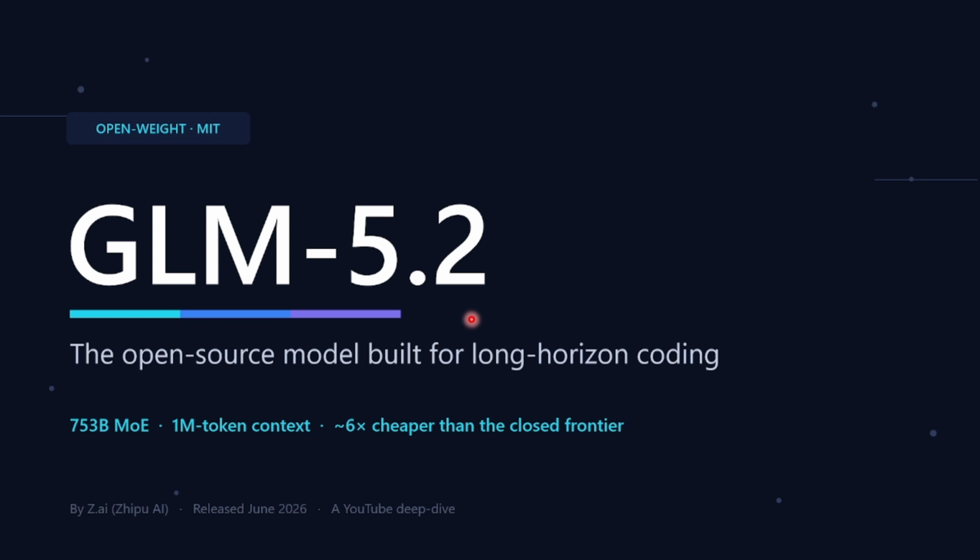What if a powerful coding AI model was not locked behind a closed API? GLM 5.2 is open weight, built for long coding tasks, and designed to be cheaper. Let's understand why it matters.